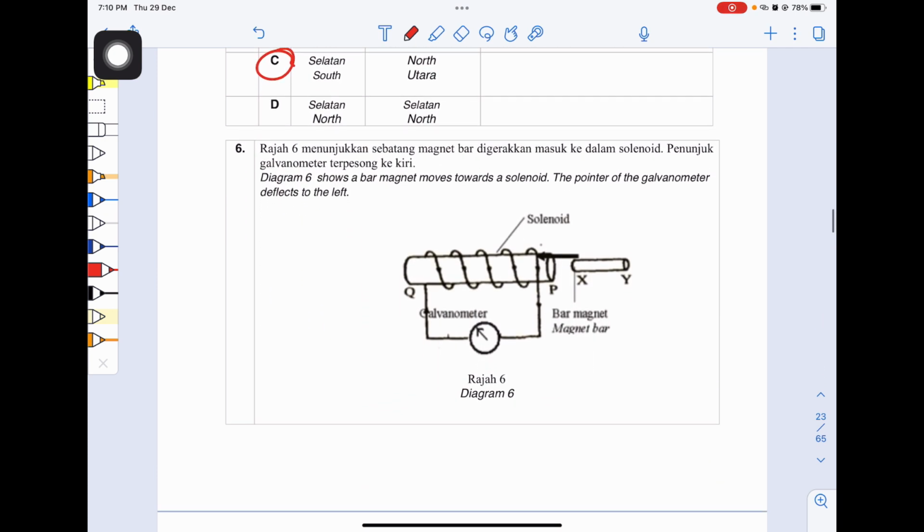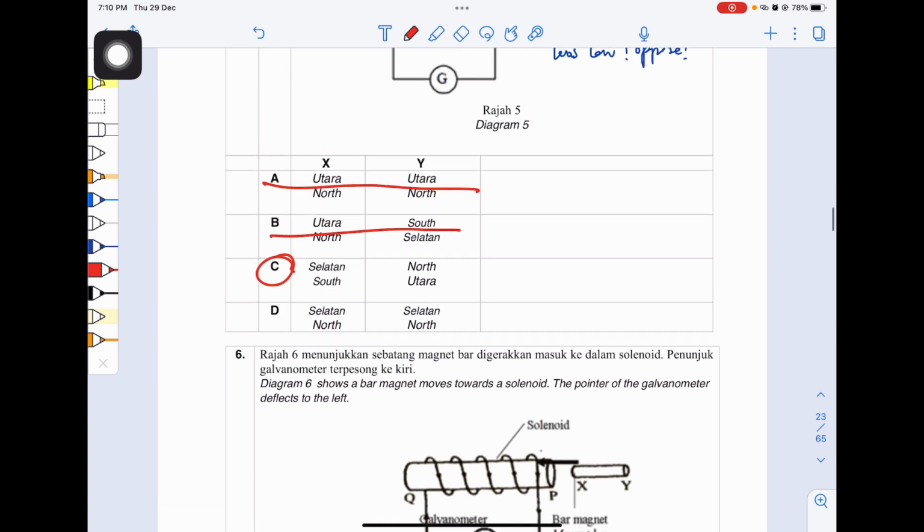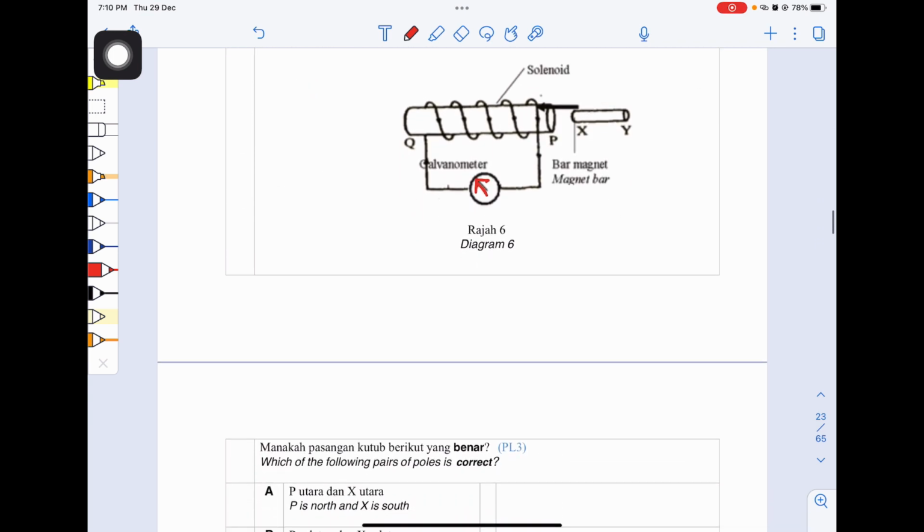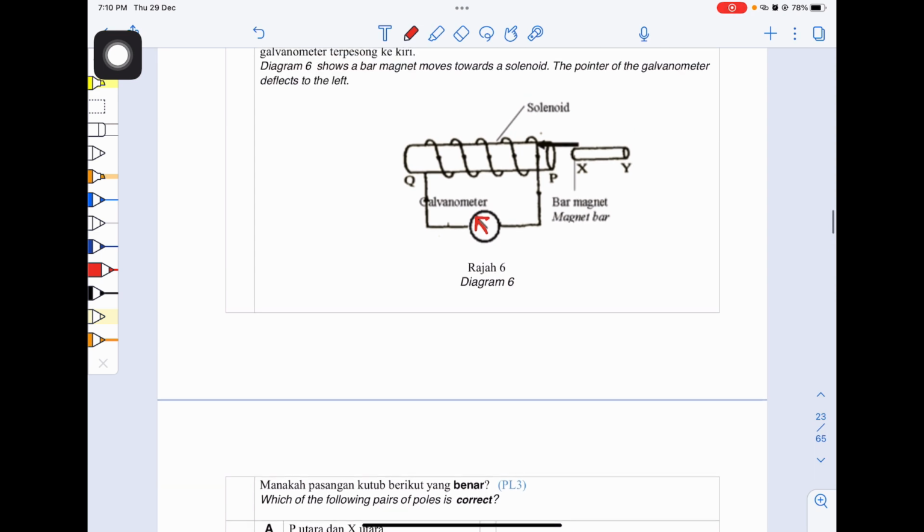Diagram 6 shows a bar magnet moves towards a solenoid. The pointer of the galvanometer deflects to the left. Alright. Which of the following pairs of poles is correct? Jadi kita tengoklah. So bar magnet ni. Okay, sekarang ni okay, this is what given changes. Tapi Lenz's law kata dia opposite. Bila opposite, jadi kat sini mesti repel. In order to repel, okay, ni sini repel. Repel jadi kat sini mesti sama ada north, north ataupun south, south.